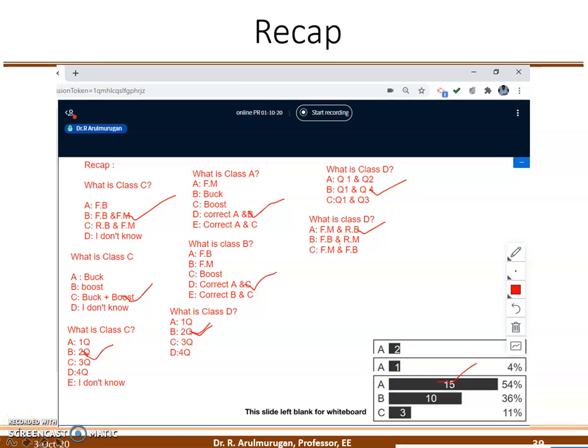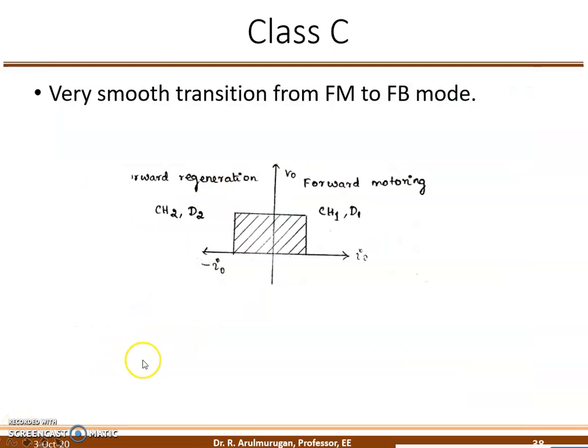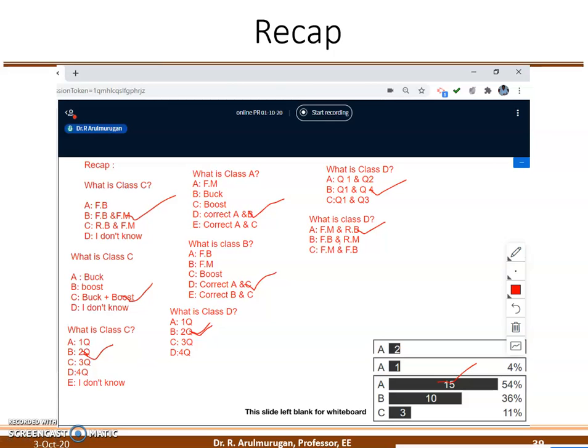Yeah, we'll go ahead with a short recap. Last class we discussed class A, class B, and class C. So one question: what is class C? I have asked multiple types of data options for class C.